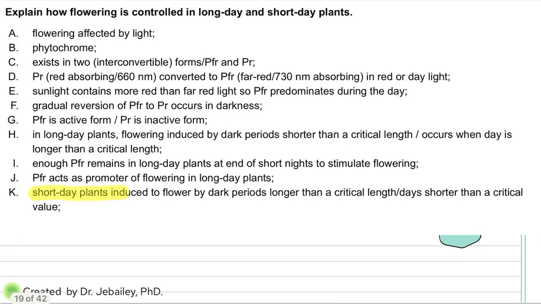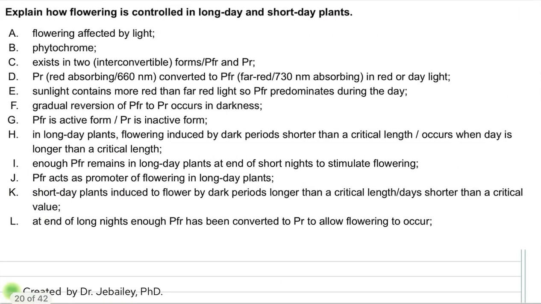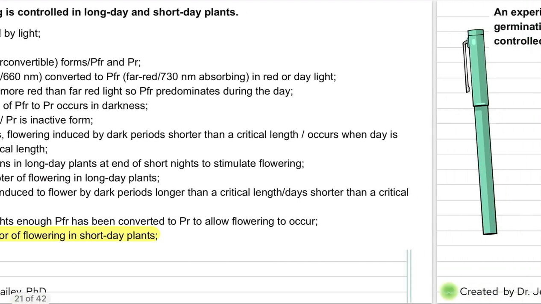And then short day plants are induced to flower by dark periods longer than the critical length. So that means we definitely want to have a long period of night, so the day is shorter than the critical value. And with the long nights, enough PFR is converted to PR, so that means flowering will occur. PFR acts as an inhibitor of flowering in short day plants. So obviously, PR causes the flowering while the PFR will inhibit it. And the same thing goes with the long days. PFR will cause flowering while the PR will inhibit it.